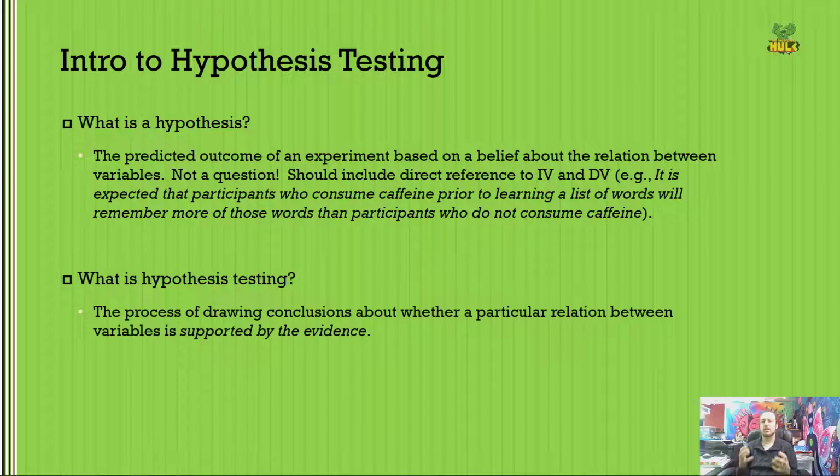So, for example, it is expected that participants who consume caffeine prior to learning a list of words will remember more of those words than participants who do not consume caffeine. It says how the groups differ, both in terms of their group composition and in what we expect to observe between them. One group gets caffeine, one group does not. We expect to see the group with caffeine remember more words than the group who did not consume caffeine. Notice that the hypothesis is not, how does caffeine affect memory? That's your research question, not your hypothesis.